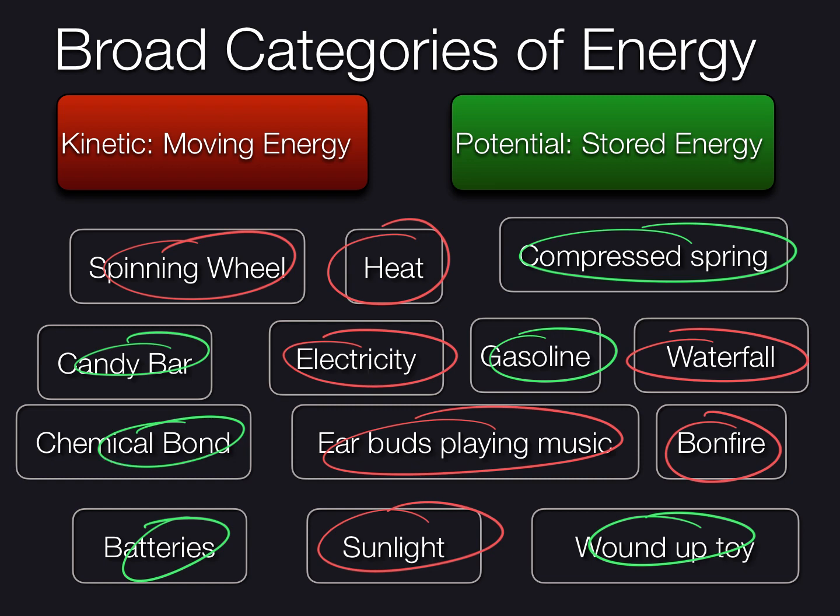Chemical bonds going along with gasoline are stored. Batteries sometimes are misconceived as kinetic energy, but the battery itself is storing the electricity, waiting for it to be let out. And sunlight, sometimes students think, is potential energy, but sunlight is the actual movement of the particles. The light itself is moving.